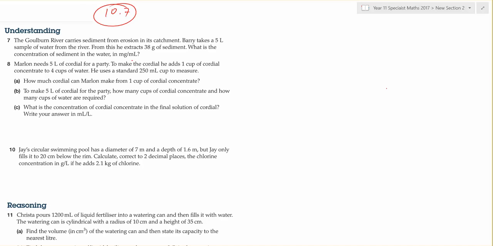This is for Year 10 Methods Pathways. We're going to look at concentration and density problems. So just a quick recap. Density is given by mass divided by volume. Concentration is usually given by mass per volume or volume per volume.